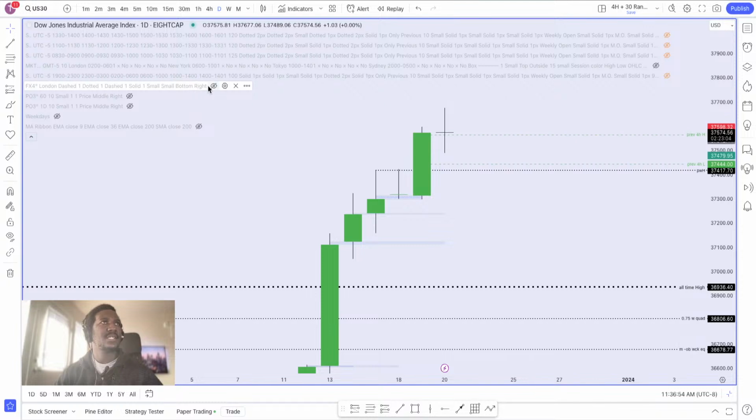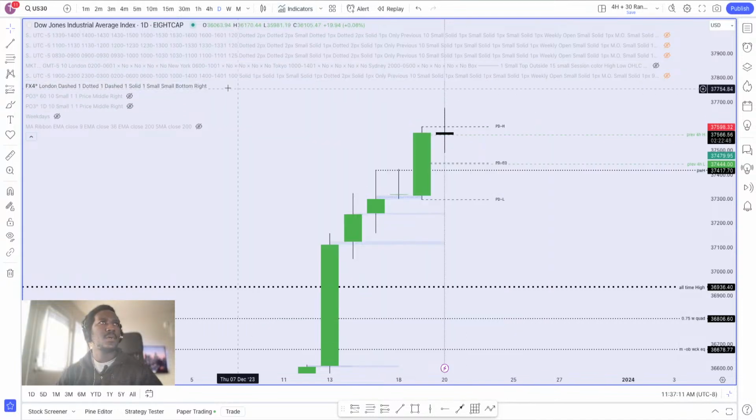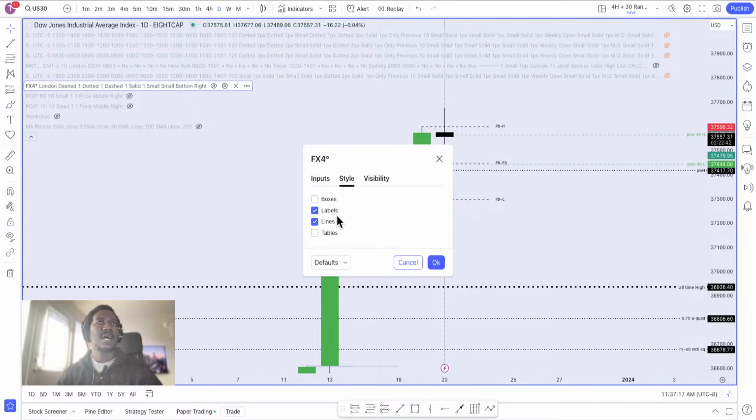I have this indicator that helps me with that. In case you want to know what indicator that is, it's called the FX4 model, by FX4 Living, and it's a free indicator. Very nice. You can go in, and I only want to see the previous day high, low, and the EQ. So from the style, you only need those 2 boxes.